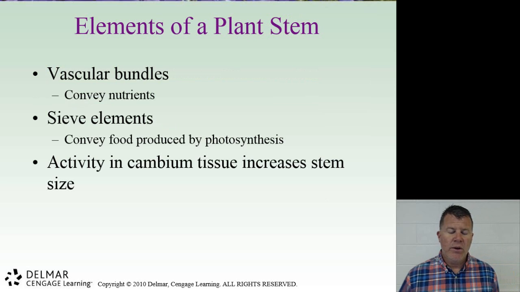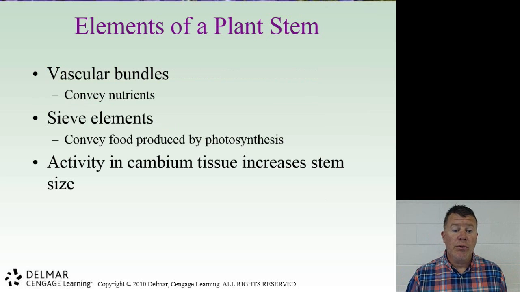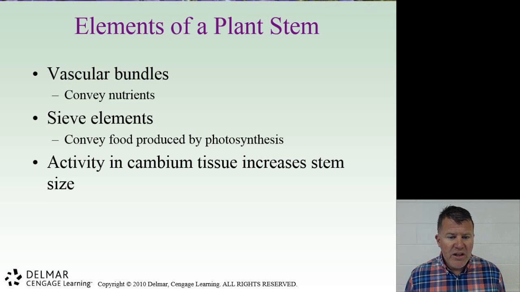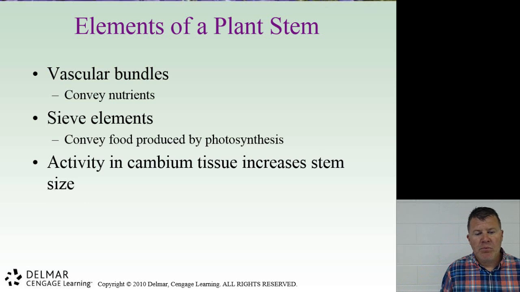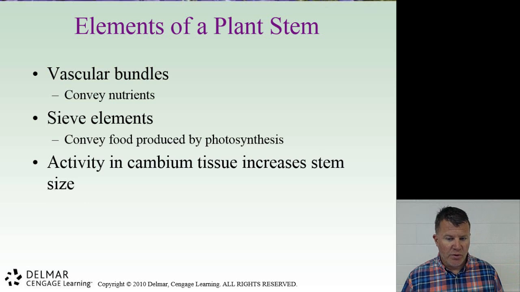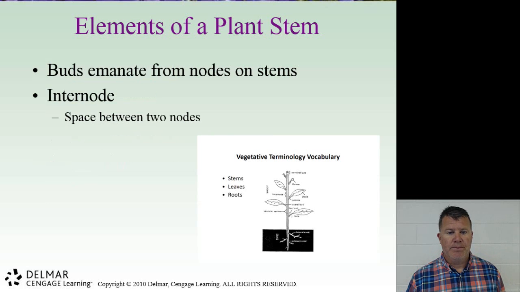All right, elements of the plant stem. The stem is going to contain the vascular bundles, which is going to be your xylem and your phloem, and they're going to convey the nutrients. Remember, xylem is going to transport water and mineral nutrients, and your phloem is going to transport your food. The sieve elements are the ones conveying the actual food produced by photosynthesis. The phloem is composed of these sieve elements. That's what builds it. And then activity in the cambium tissue is going to increase the stem size. That's how it's going to expand and get its girth, by the cambium tissue.